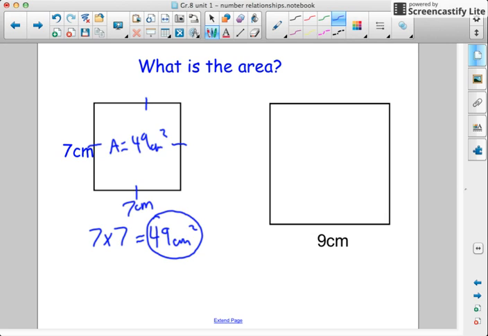On this side, with the side length of 9 centimeters, we still have a perfect square, so this would be 9 centimeters as well. Our area would be 9 multiplied by 9, or multiplied by itself. You would get 81 centimeters squared. So your perfect square number is 81. So those are two examples.